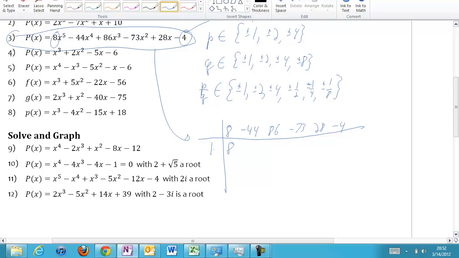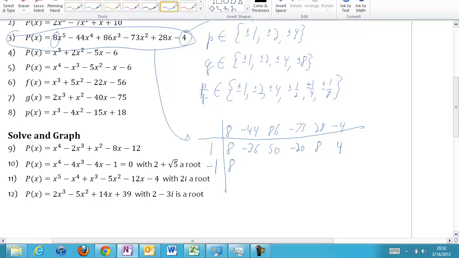1 times 8 plus negative 44 is negative 36. Negative 36 times 1 plus 86 is 50. 50 times 1 plus negative 73 is negative 20. Then we have negative 20 times 1 plus 28 is 8, and 8 times 1 plus negative 4 is 4. That did not work, but it gave us a remainder of 4. We're just going to keep that information there.